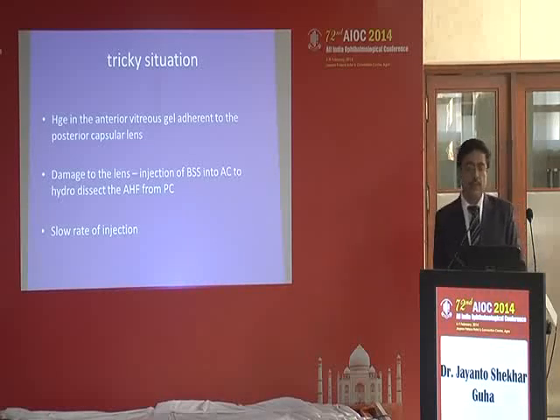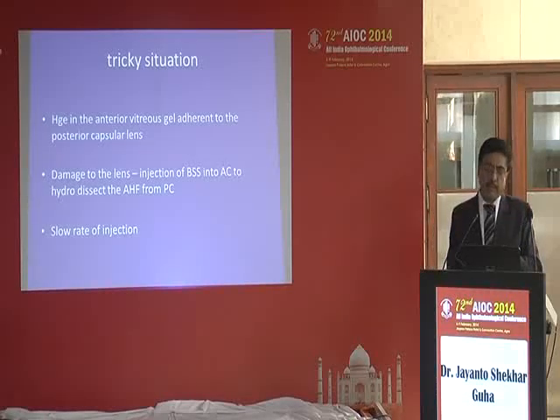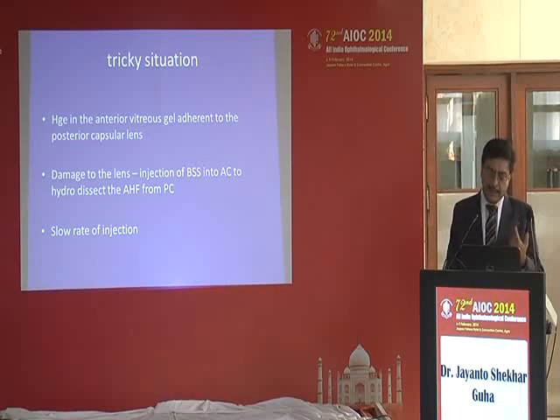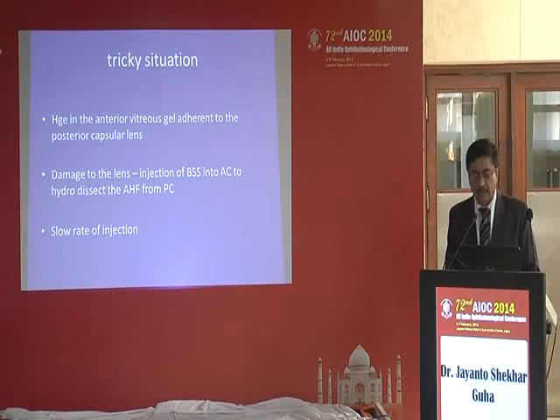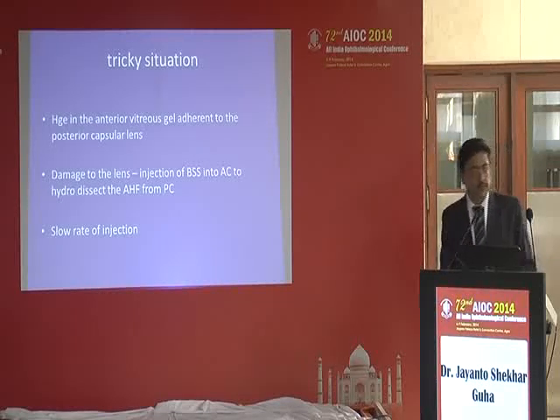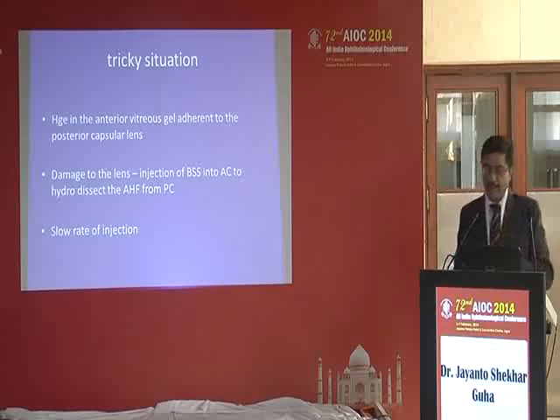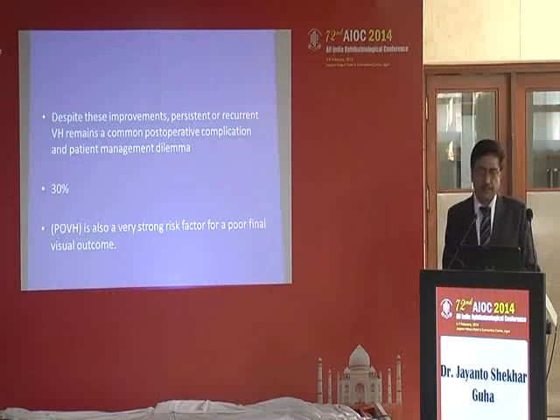One tricky situation before I go to the video is that sometimes you find a very sticky hemorrhage in the anterior vitreous gel adherent to the posterior lens capsule. One technique which has been advocated, tried a few times, sometimes successfully and other times not, is injection of BSS into the anterior chamber to hydrodissect the anterior hyaloid face from the posterior capsule with a very slow rate of injection.